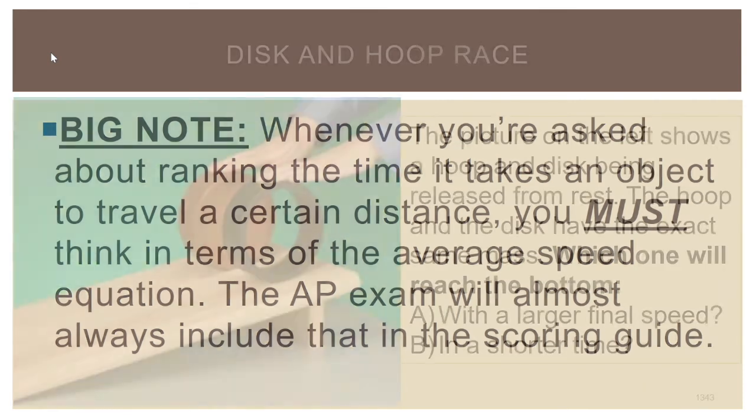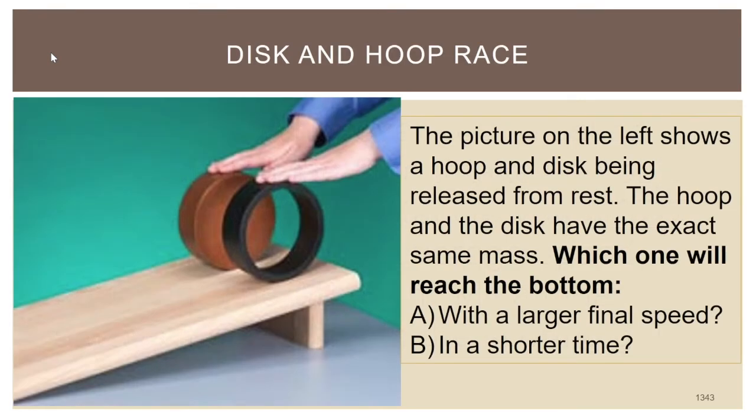All right, and now we get to the good stuff. Let's say here, instead of these two blocks that we've been looking at this whole time, we have a hoop and a disc racing down a ramp. I wrote here, the picture on the left shows a hoop and a disc being released from rest. The hoop and the disc have the exact same mass. Which one will reach the bottom with a larger final speed? Which one will reach the bottom in a shorter time?